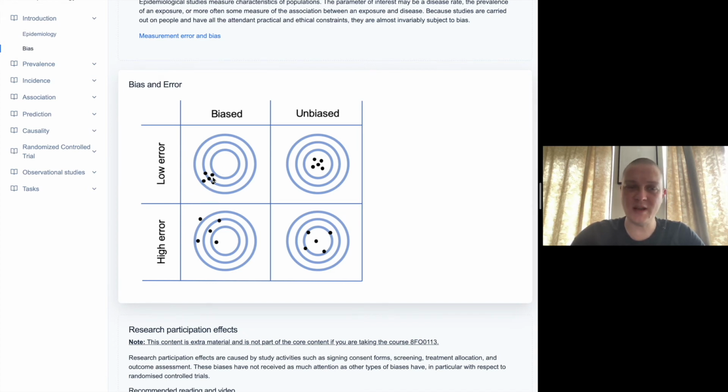It's not just randomly measuring the wrong thing, as it was here. Here, we're randomly measuring the wrong thing. Here, it's systematic. You're missing the target completely. And then, of course, if you have biased and it's high error, then you're just all over the place. Okay? So I think this is enough to think about what we mean with error and sampling error and randomness compared to bias, which is systematically changing our results.